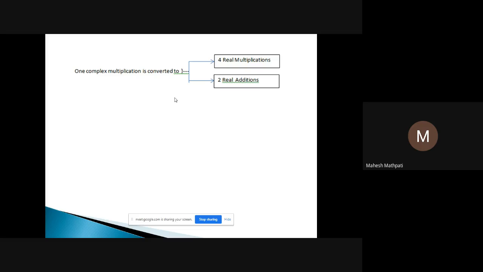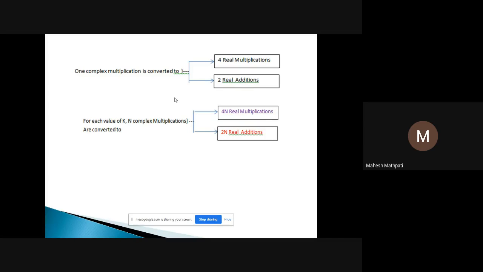One multiplication gives 4 real multiplications and 2 real additions. Suppose you have n complex multiplications, then how many real multiplications and how many real additions will you get? Yes, it is 4n, because n multiplications means 4n real multiplications and 2n real additions. For one value it is 4 into 1 real multiplication and 2 into 1 real addition. If n complex multiplications are there, then we require 4n real multiplications and 2n real additions. Just write down this.